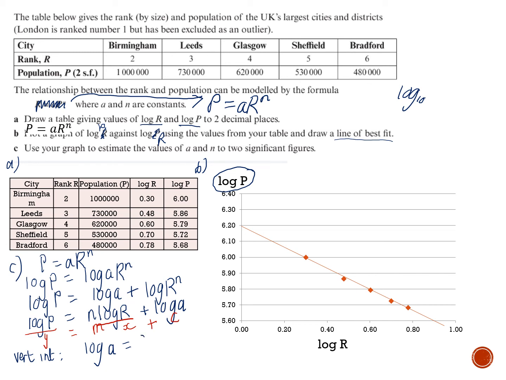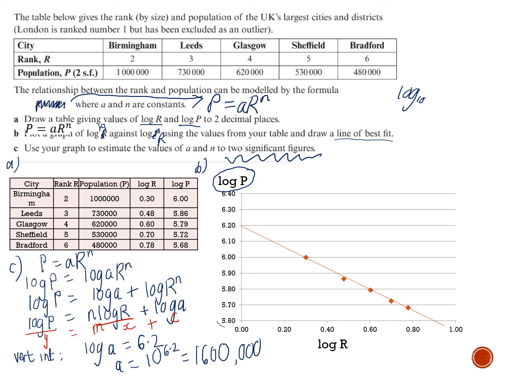Read it off your graph, 6.2. That's near enough. Okay, so then I can work out what a is, and a is equal to, remember, base 10, 10 to the power 6.2. Back to my question, two significant figures. So your calculator will tell you 1,600,000. Okay, right, I'm going to go up here now.